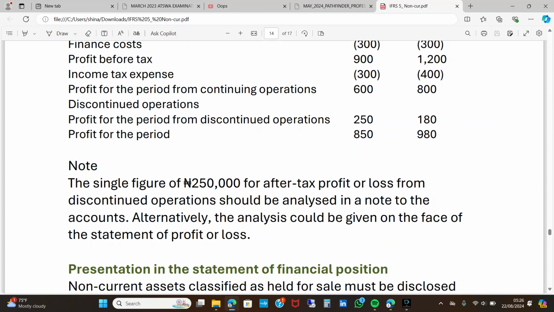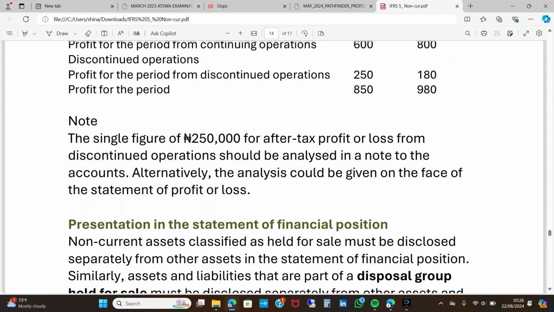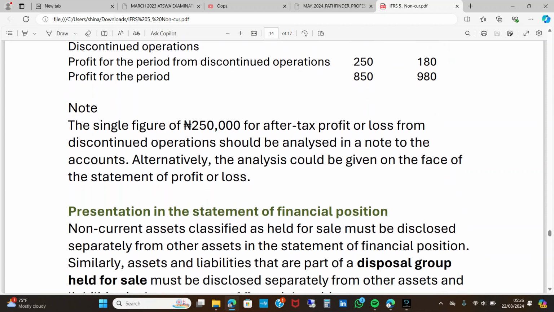Now let's go to this note. It says the single figure of 250,000 for after tax profit or loss from discontinued operation should be analyzed in a note to the accounts. Alternatively, the analysis could be given on the face of the statement of what? Profit or loss. So very importantly, you see that here, under profit from discontinued operations, we just gave 250 and 180. This 250 and 180 is the part of our operations that we have shut down.